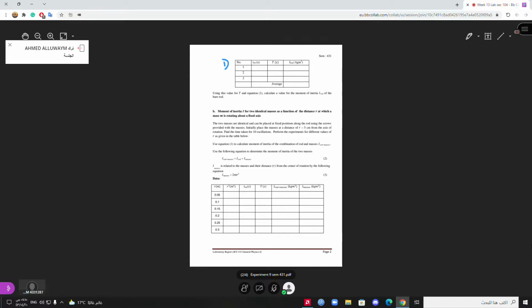Now this is the data I'm going to collect. The number 1, 2, 3, the T10. What is T10? T10 is the time taken for 10 oscillations. What is the difference between this column and the other column?